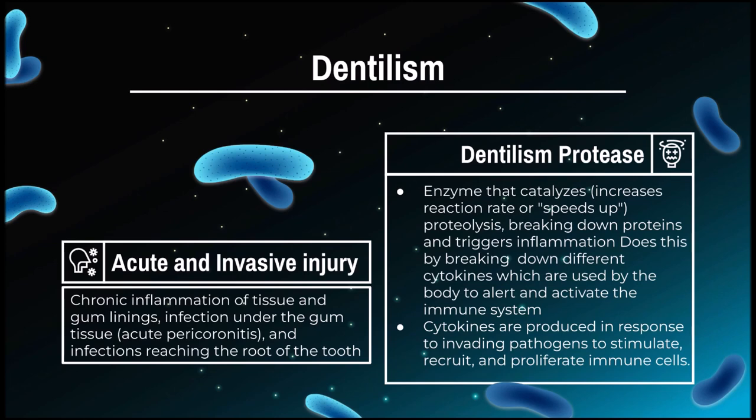As well, it can destroy communication pathways and other structural host cell proteins by releasing small spherical vessels filled with various molecules, such as enzymes and toxins, triggering dentilisin, which is a key virulence factor in periodontal diseases. Dentilisin can also break down cytokines, which are used by the body to alert and activate the immune system, and it triggers the inflammation of the gums.